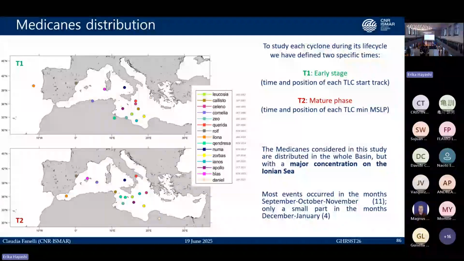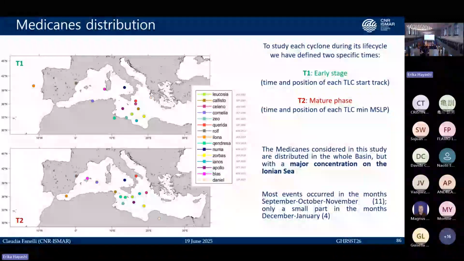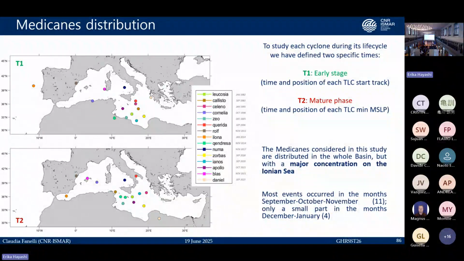We have chosen two specific times to study these events. The first one is the early stage, which we call T1, which is the time and the position of the medicane when the track starts. And the second time, T2, is the mature phase, which is identified as the minimum of the mean sea level pressure, so the time and the position of the medicane when we have this minimum.